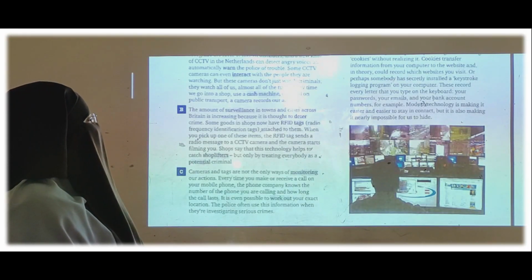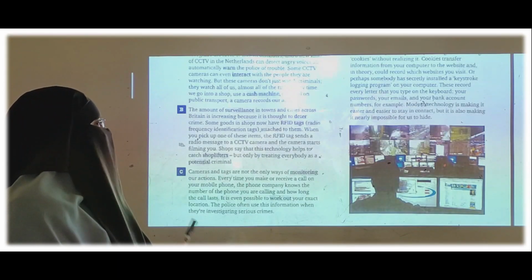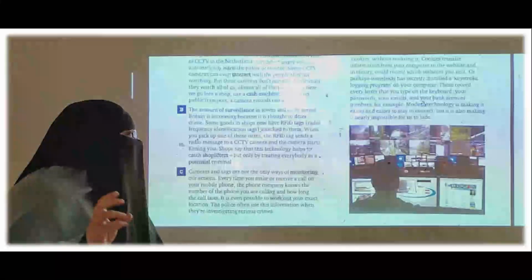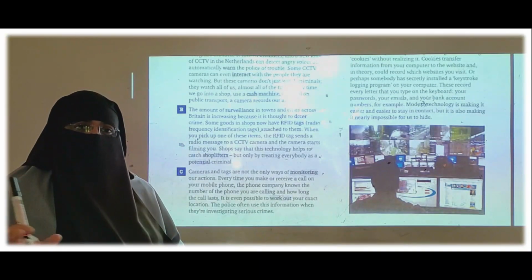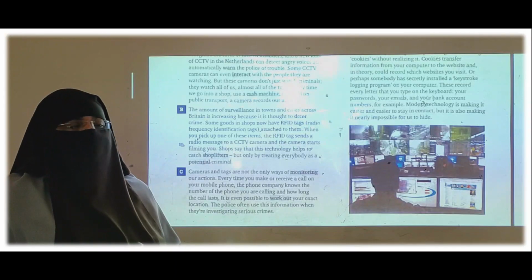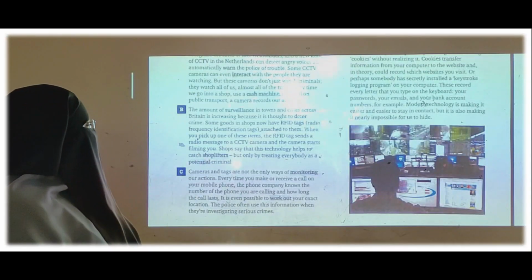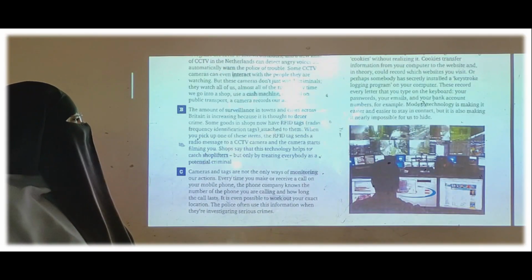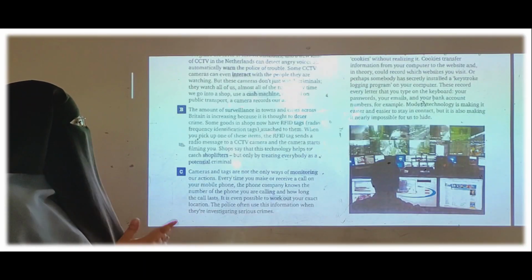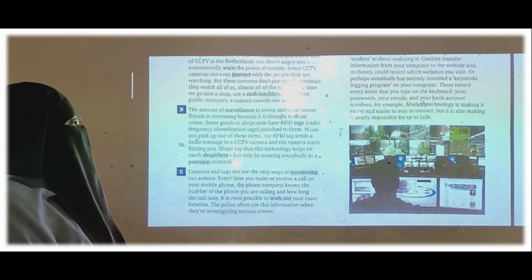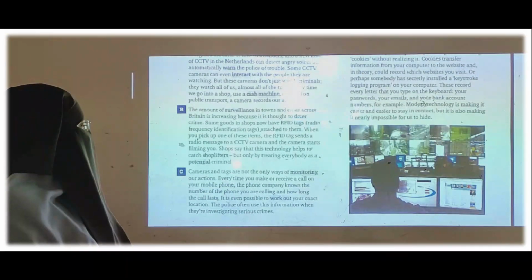But only by treating everybody as a potential criminal. And this, we can say, is the negative idea about these cameras. Everyone who enters the shop is a potential criminal, okay? Cameras and tags are not the only ways of monitoring our actions. Every time you make or receive a call on your mobile phone, the phone company knows the number of the phone you are calling and how long the call lasts.